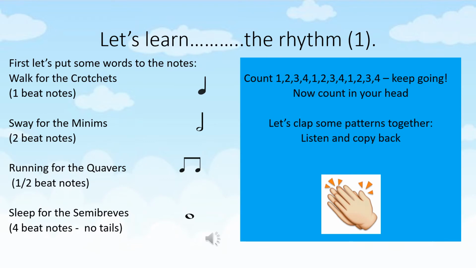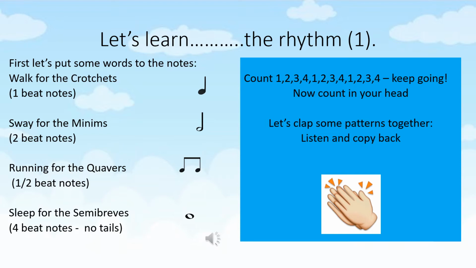Now let's look at the notes we're going to be playing. We're going to be playing crotchets worth 1 beat, minims worth 2 beats, quavers worth half a beat each, and they usually come in pairs, and semi-breves, which are worth 4 beats. They are not coloured in, they have no tails. So let's start our click track.